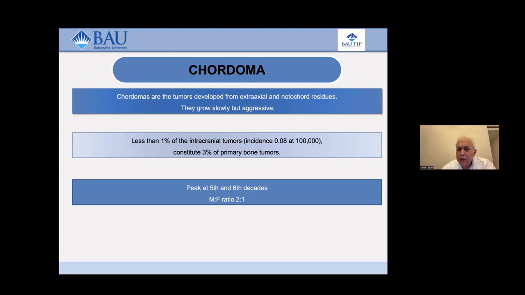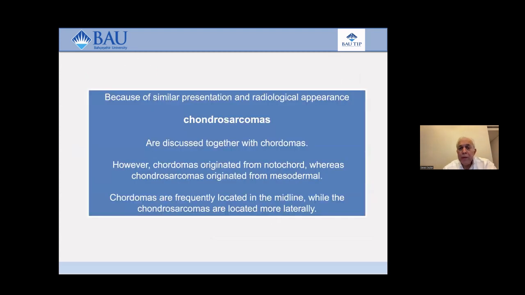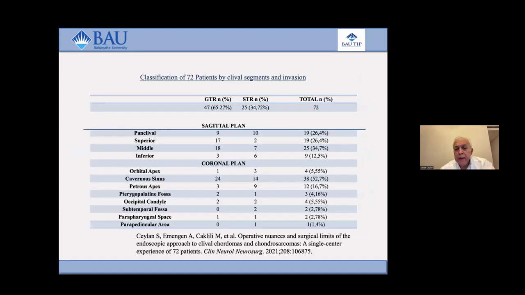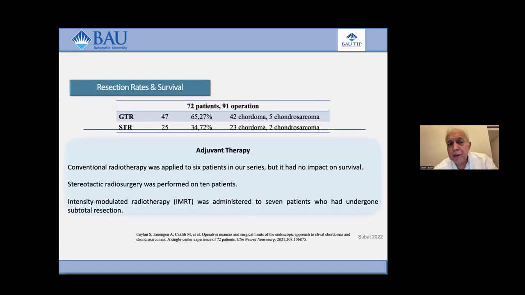Chordomas are tumors developed from extra-axial notochord residues. This tumor grows slowly but is aggressive. Because of the similar radiological appearance, chondrosarcomas are discussed together with chordomas. We reported our experience with 72 cases of chordomas and chondrosarcomas 3 years ago. Of these, 9 cases were located in the inferior clivus and craniocervical junction. In the series, our gross total resection rate was 75%.